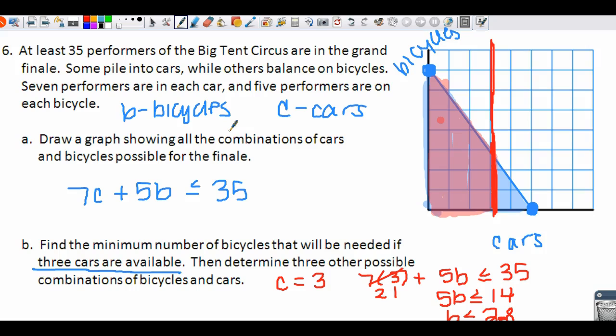And then it says determine 3 other possible combinations of bikes and cars. So you could pick any combination of points in here as long as they were below or in our shading. So you could do 1 car and 5 bikes, 2 cars and 4, 3 cars and 2, etc.